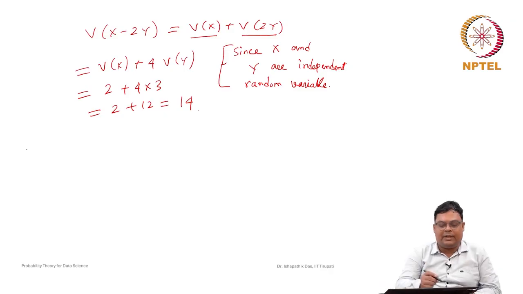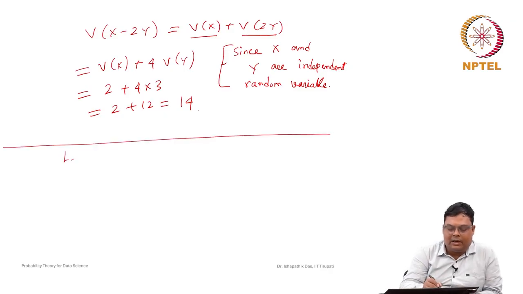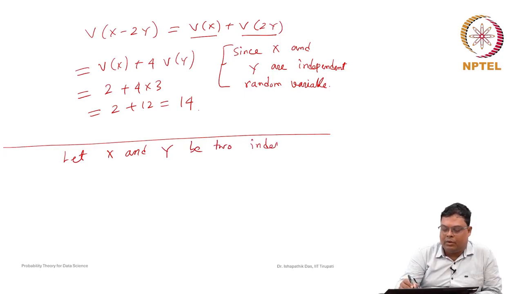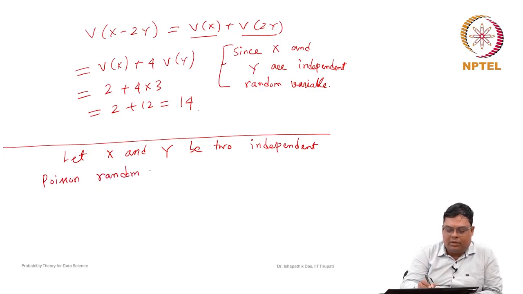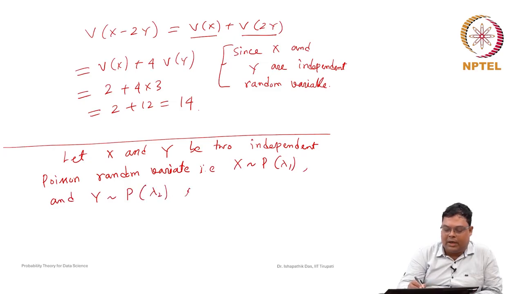Now, suppose it is given that x and y are two independent Poisson random variables. That means x has a Poisson distribution with parameter lambda 1 and y has a Poisson distribution with parameter lambda 2, and also x and y are independent. That is what we are assuming here.